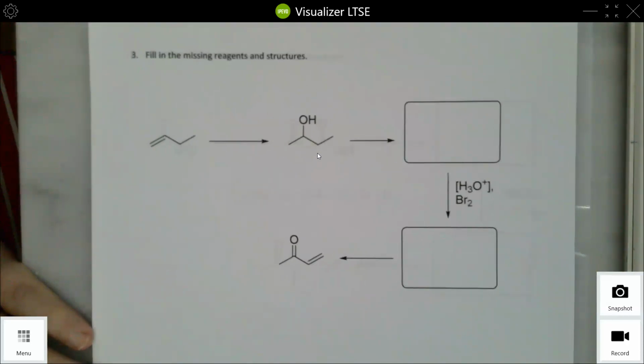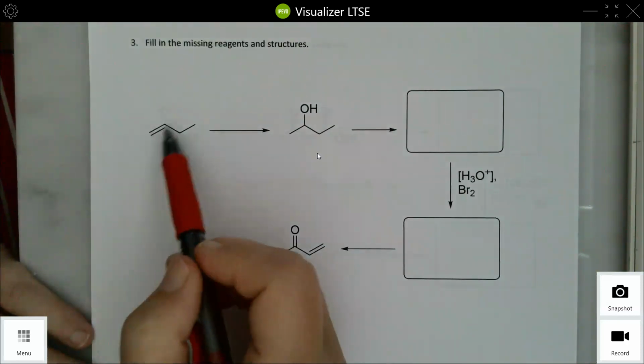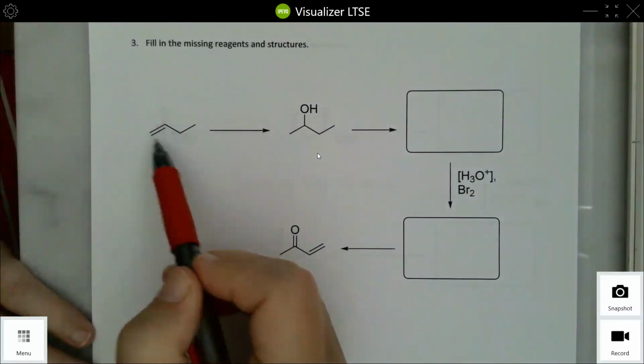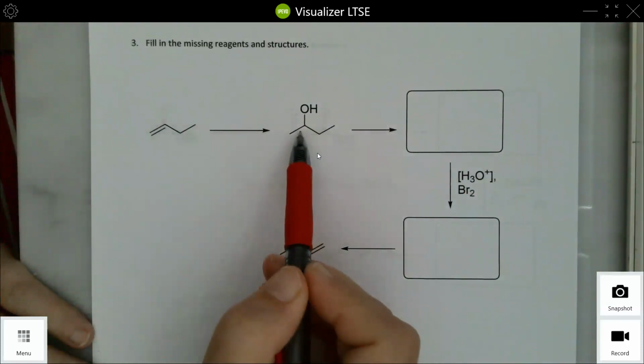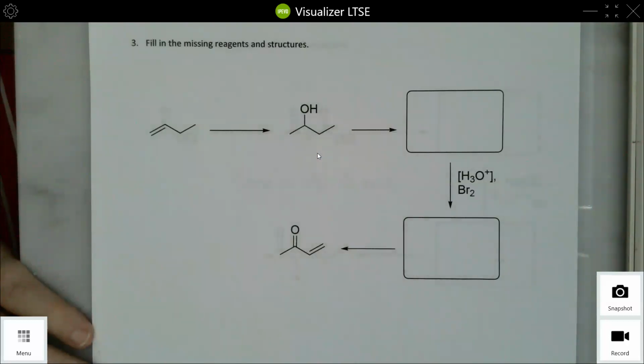Fill in the missing reagents and structures. Okay, so we might want to think back a little bit for this. How do we take an alkene and form the Markovnikov hydrate product? So this is a Markovnikov hydration. We don't need to worry about rearrangement.